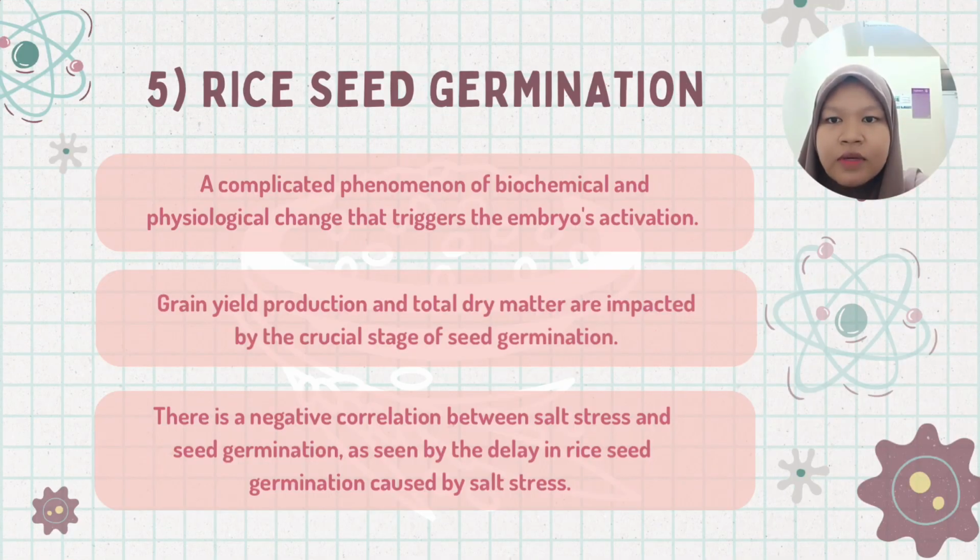The next one is rice seed germination. Rice seed germination is a complicated phenomenon of biochemical and physiological change that triggers the embryo's activation. Grain yield production and total dry matter are impacted by the crucial stage of seed germination. There is a negative correlation between salt stress and seed germination, as seen by the delay in rice seed germination caused by salt stress.